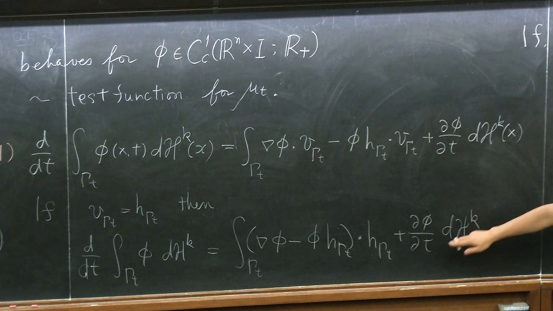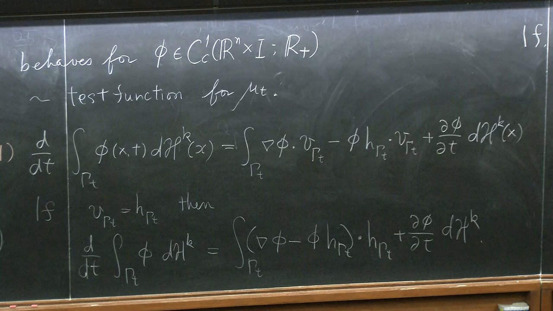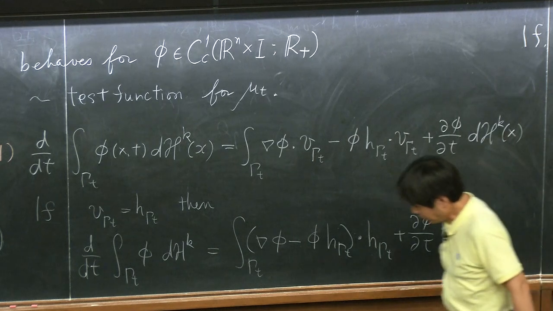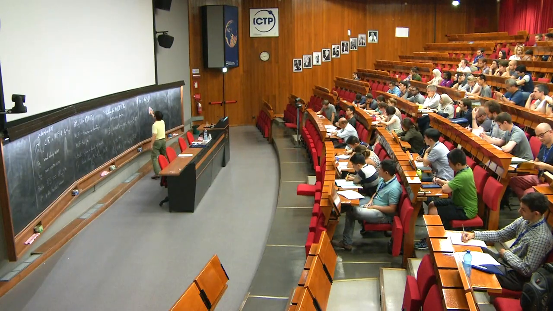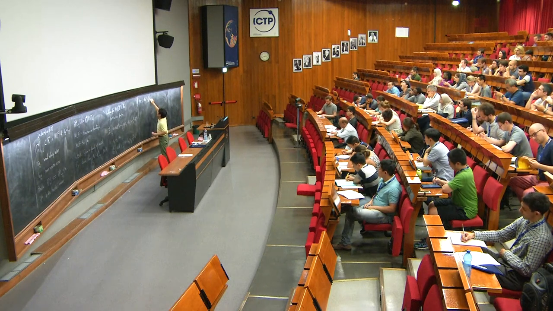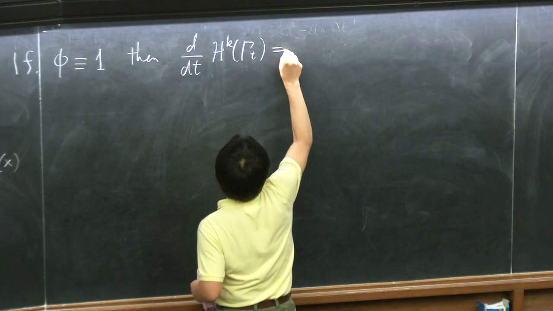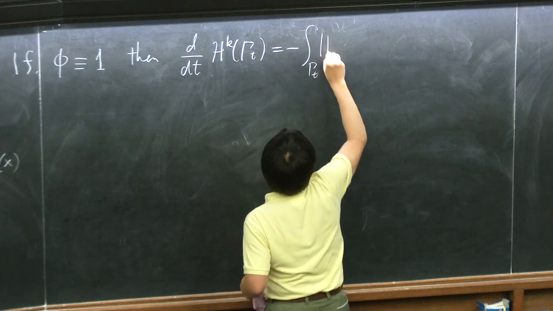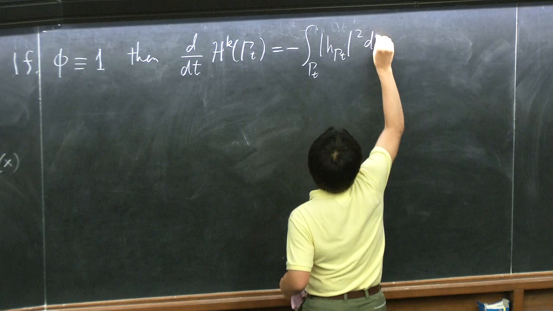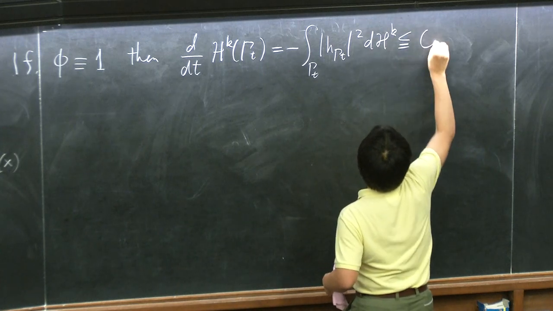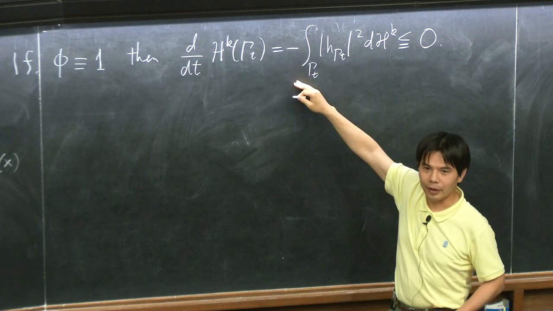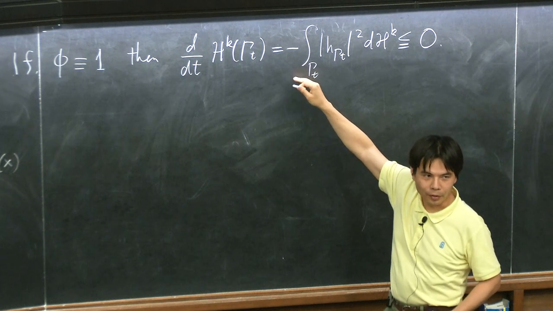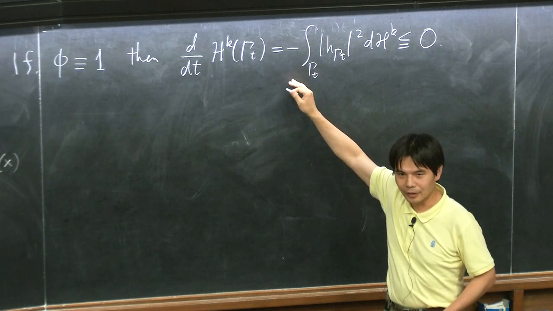Now, if phi equals 1 in addition to this, then we have the formula that we saw actually in the morning. So if it's 1, the right-hand side is just the integration of 1. So it's just the derivative of the k-dimensional measure of gamma t, which is equal to minus the integral of mean curvature squared, which is less than or equal to 0. And this is saying that, you see, mean curvature flow is an area decreasing flow, and also it's an L2 gradient flow, as in Professor Huisken's lecture.